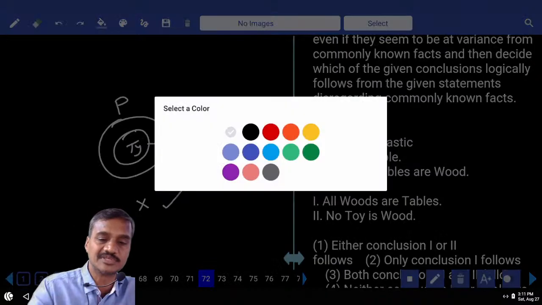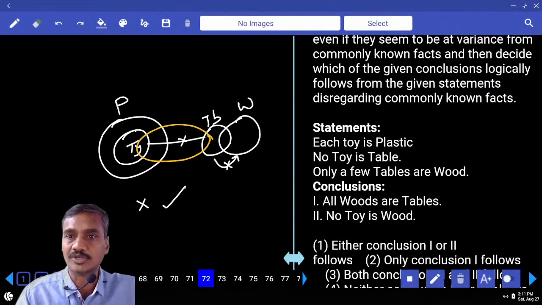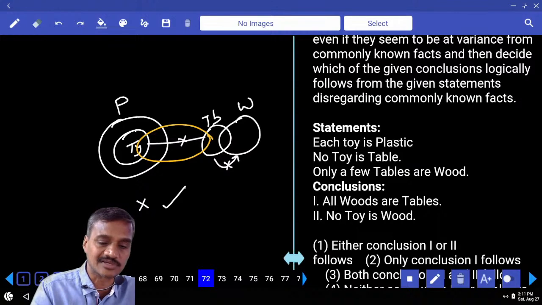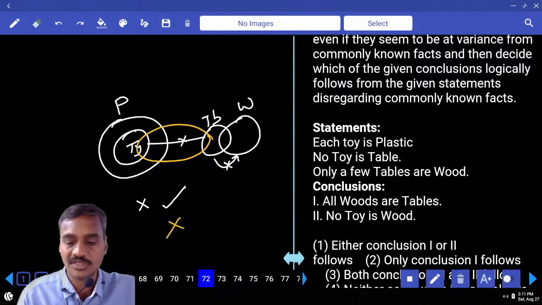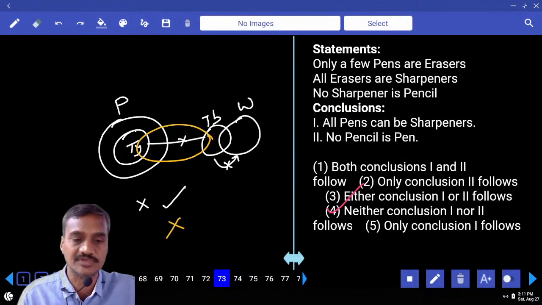True అయింది కాబట్టి ఏం చేయాలి చెప్పండి? Some toys are wood. ఇలా draw చేయొచ్చా లేదా? Some toys are wood అవుతుందా లేదా? Yes. Hence the alternate diagram is true and the previous conclusion is false. Hence what is your answer? Neither 1 nor 2, choice 4 for question number 72.